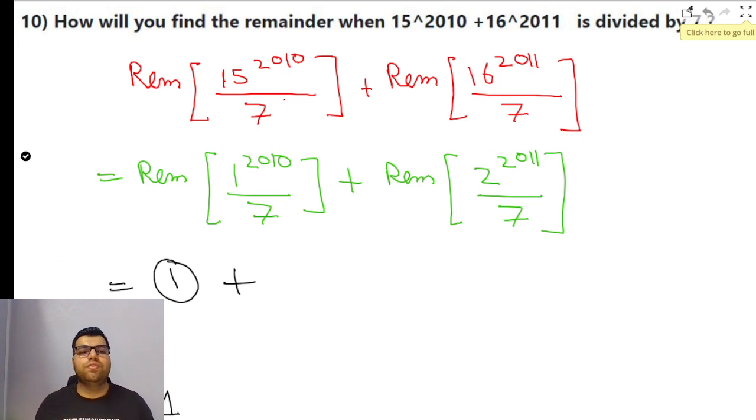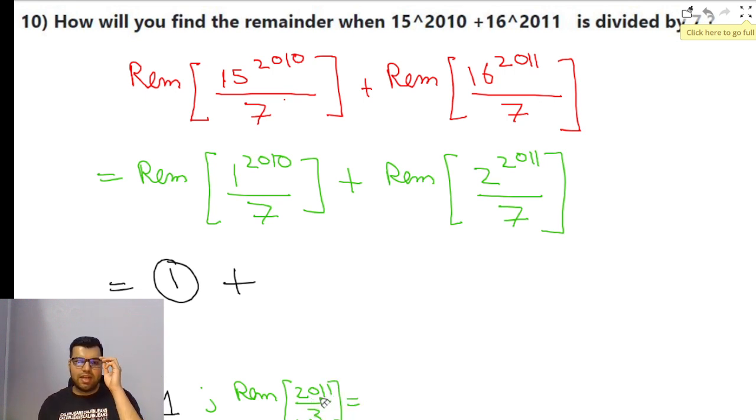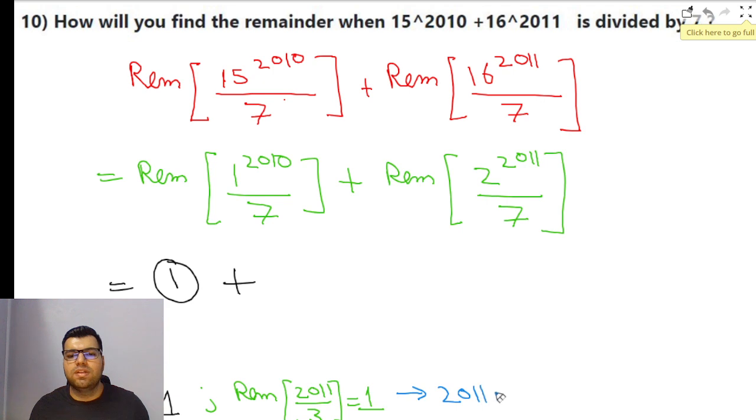For that, instead of finding out the full division with 3, you can simply find out the remainder of 2011 with 3. So do it like this. What is the remainder of 2011 with 3? For this, we will just add the digits: 2 plus 1 plus 1 is 4, and the remainder of 4 with 3 is 1. So I concluded that 2011 gives a remainder of 1 with 3. So basically 2011 is of the form 3k plus 1.